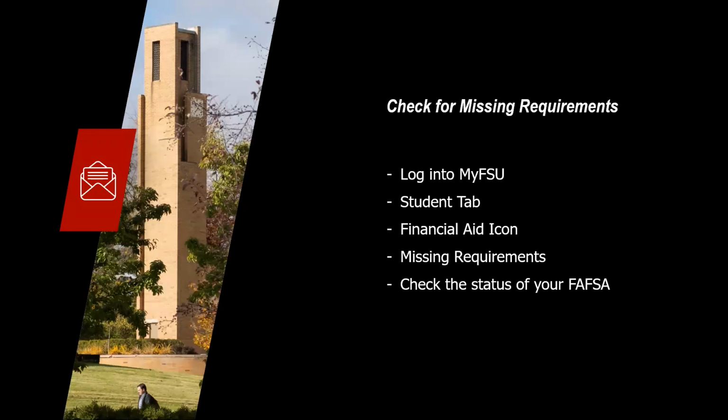When you log into MyFSU, go to the Student tab, select the financial aid icon. On that financial aid page, you will find a section called Missing Requirements. If the financial aid office needs anything from you in order to process your financial aid application, it will be listed in that Missing Requirements section. You will be able to check the status of your FAFSA there. If there's nothing listed, there aren't any missing requirements on your file.